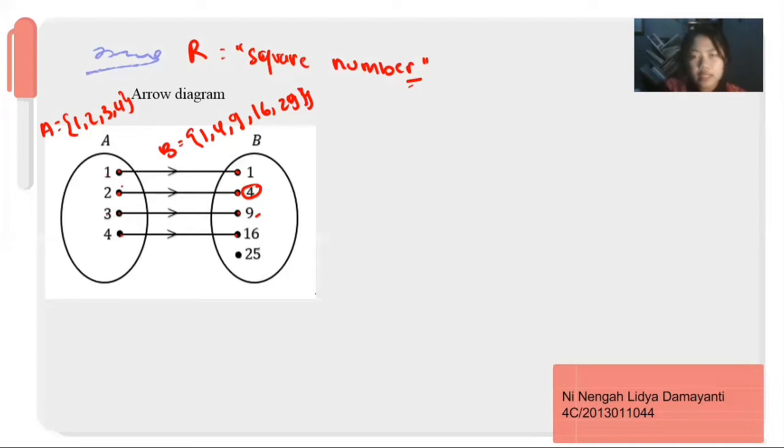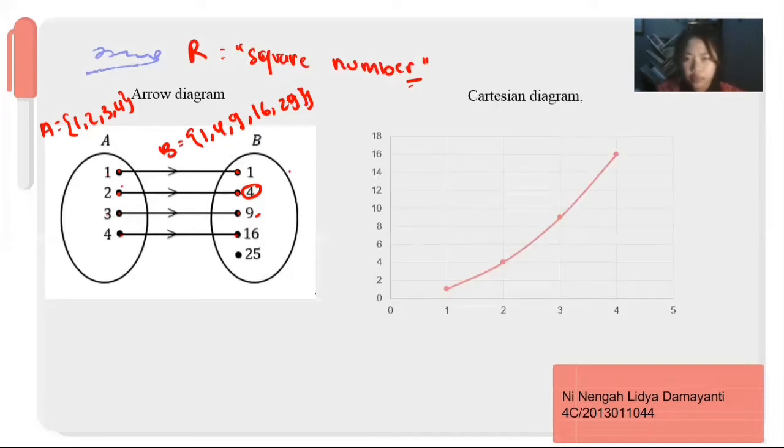And for the same example, we will try to make it in the Cartesian diagram. So the Cartesian diagram is a type of diagram consisting of a coordinate system of the x-axis and y-axis.